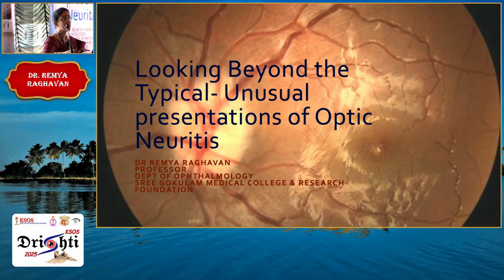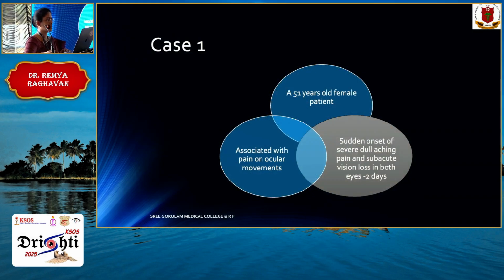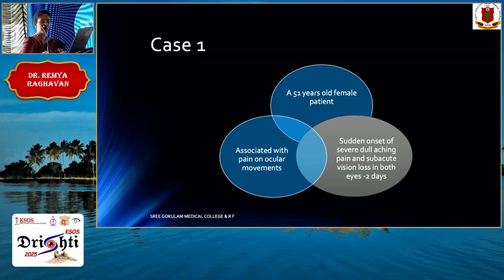My topic is looking beyond the typical. So let us go through two unusual cases of optic neuritis. The first case is about a 51-year-old female who came with sudden loss of vision in both eyes, and that was associated with pain.